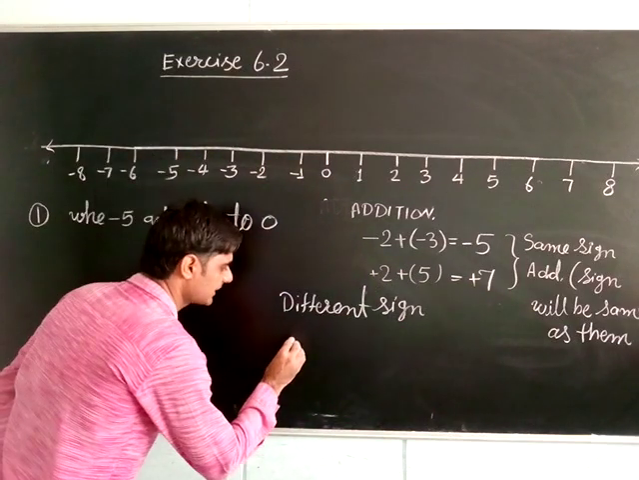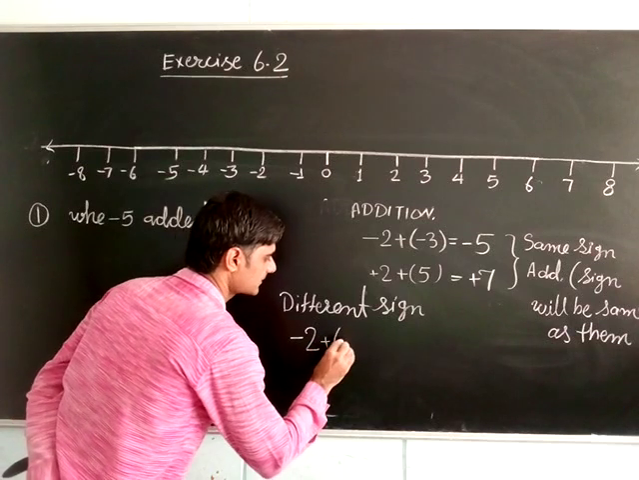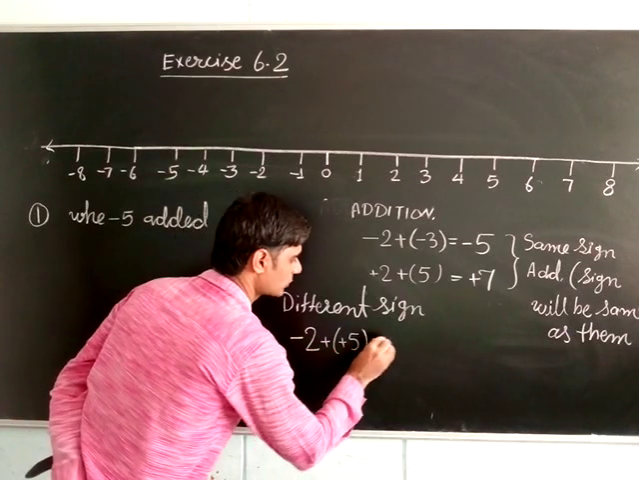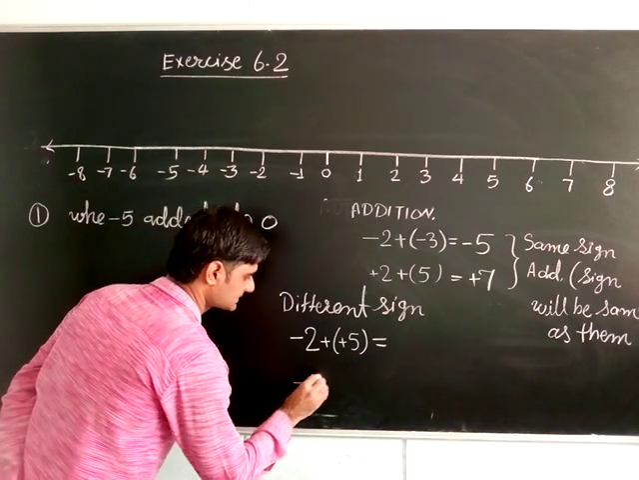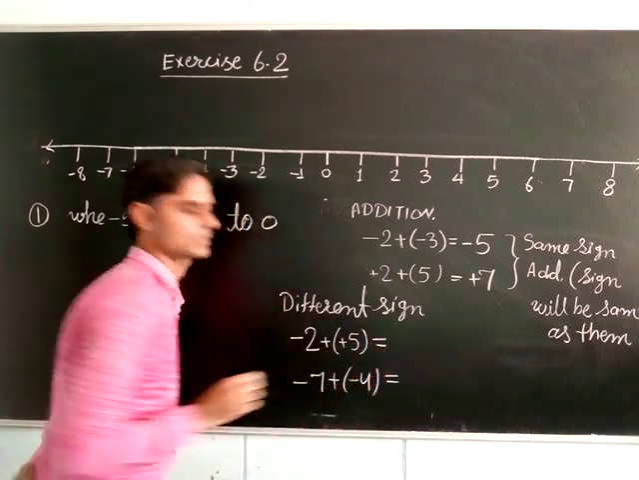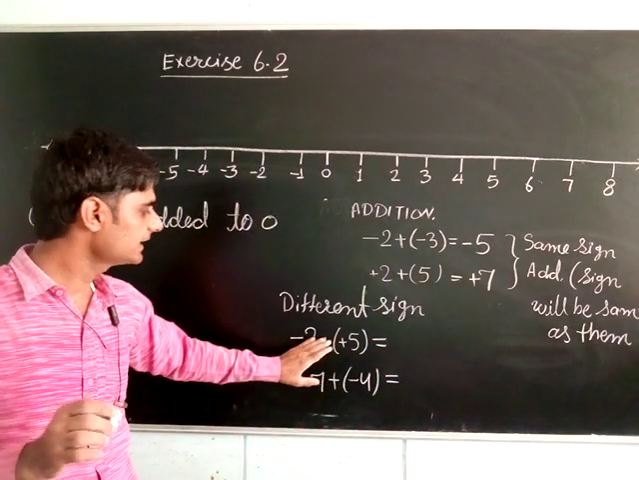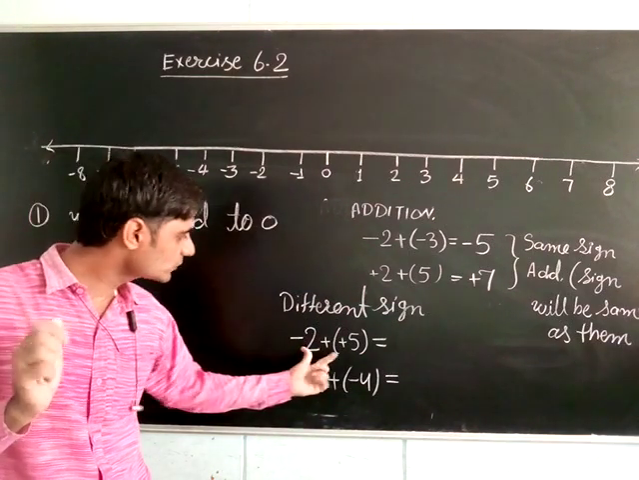See carefully. I am just taking here -2 plus 5. What will come? And second thing is -7 plus 4. What will come? Here same sign were there. Here different signs are there. Okay. Different signs are there. So what to do here?